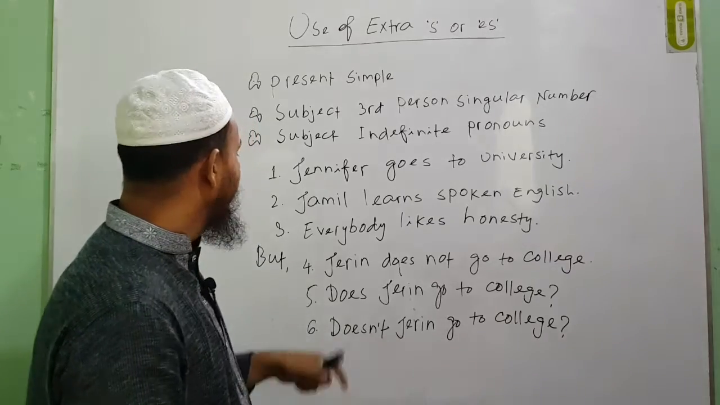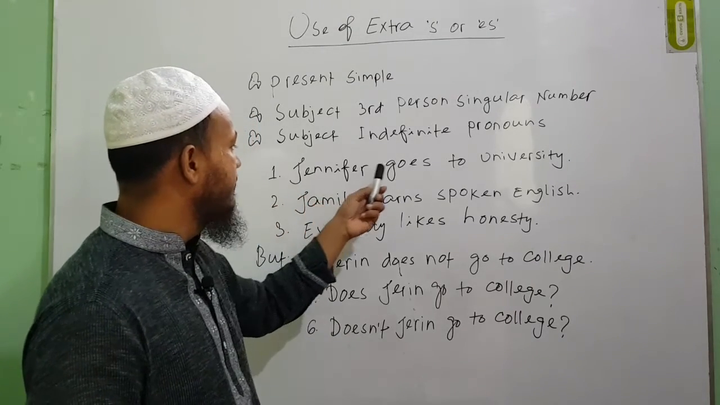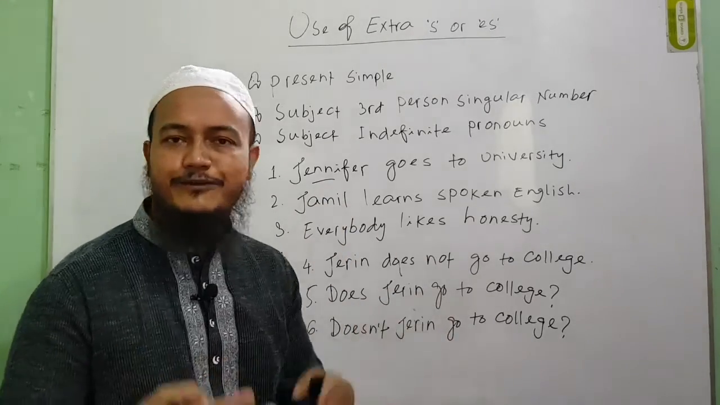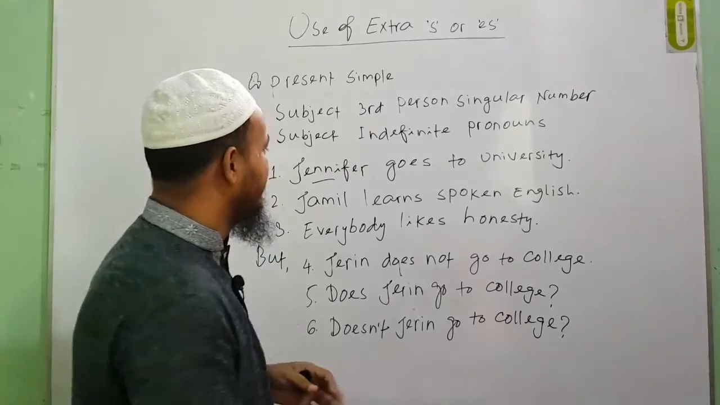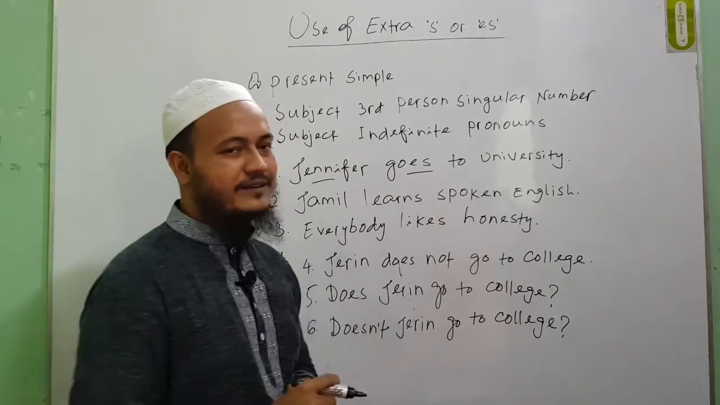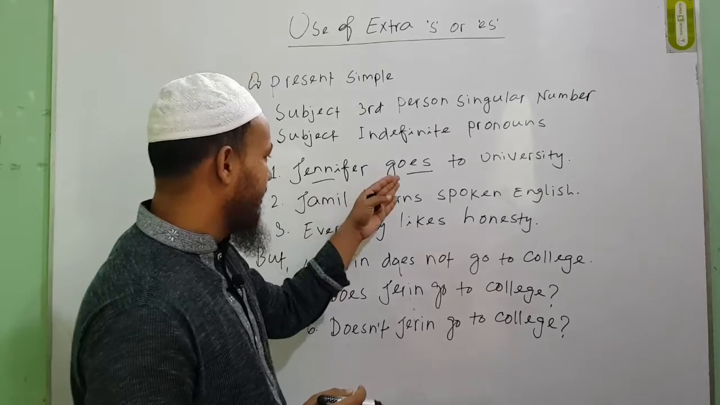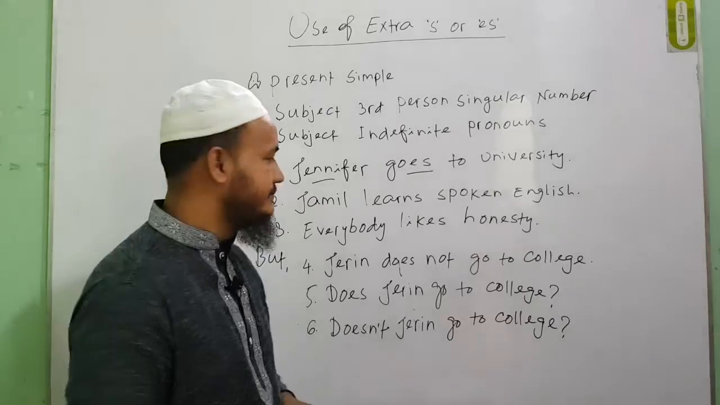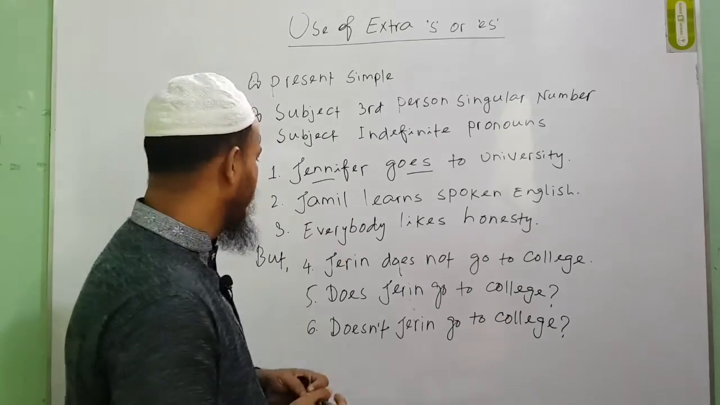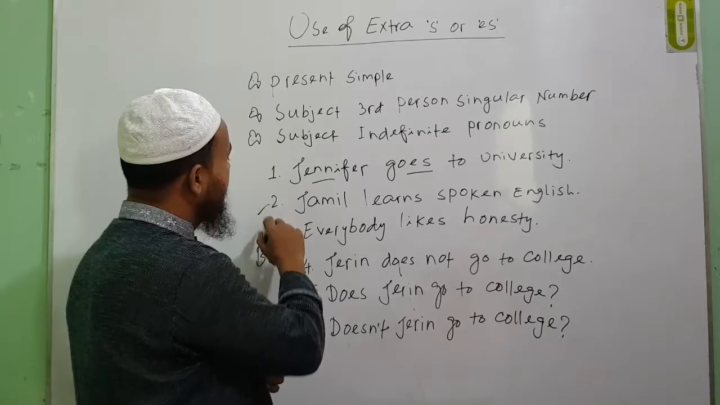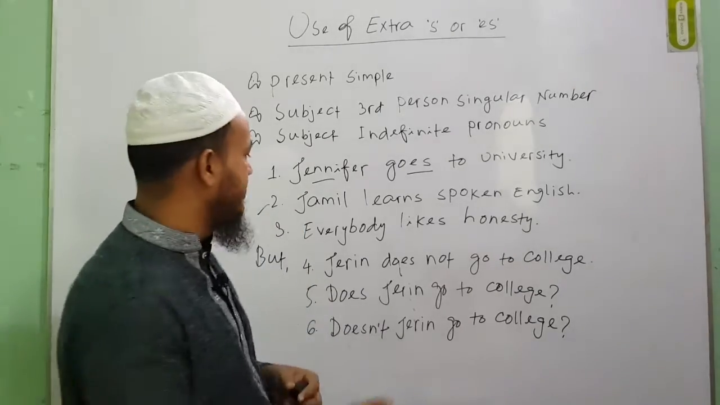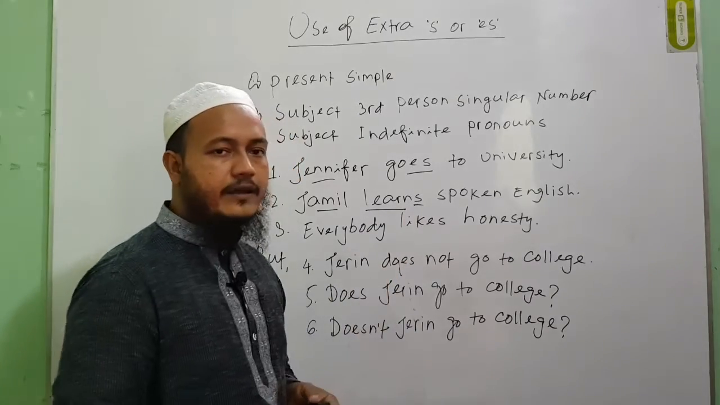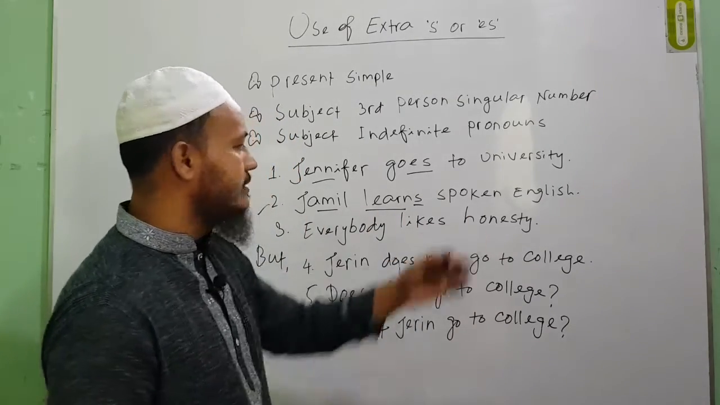The first example is Jennifer goes to university. Here the subject is Jennifer, and Jennifer is of course third person singular number, right? That is why we have used extra es with the main verb or principal verb go. So Jennifer goes to university. Is that clear? And this is an affirmative sentence. Look at example 2. Jamil learns spoken English. Jamil is again third person singular number, so learn is the main verb and we have used extra s with the main verb. So Jamil learns spoken English.